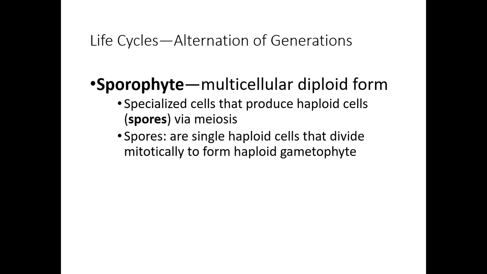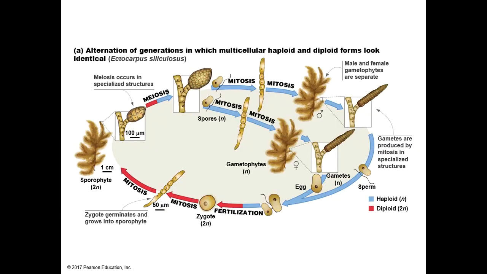So look at a picture of this here. Again, you want to understand what's happening. You don't have to memorize this life cycle. But if we, again, start with egg and sperm coming together, we get a zygote. Our zygote undergoes mitosis. We get more cells, more mitosis, and we get a sporophyte. The sporophyte is a diploid tree.